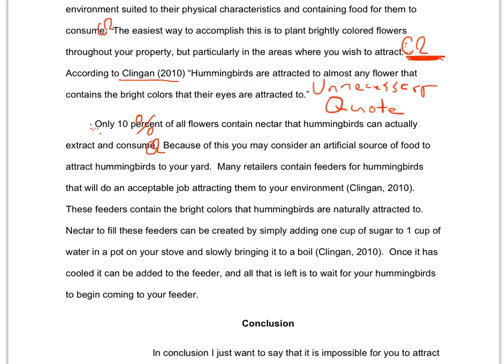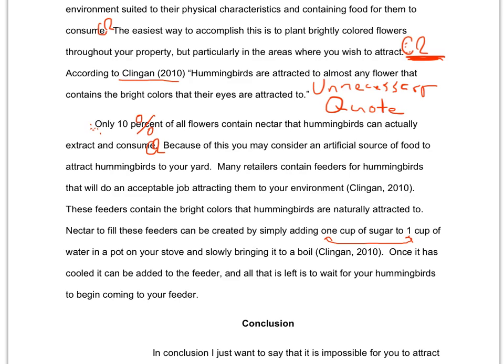Nectar to fill these feeders can be created by simply adding 1 cup of sugar to 1 cup of water. Now wait. Why did we do this different here? Why did we do 1 cup of sugar, 1 cup of water? Well, I did it on purpose, that's why. But you'd be surprised, some people, if they don't know which way to do it, they just do it both ways.